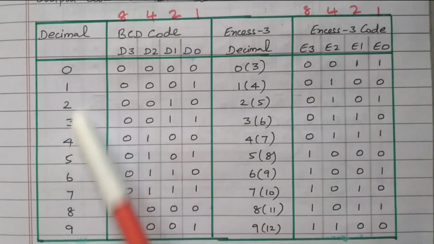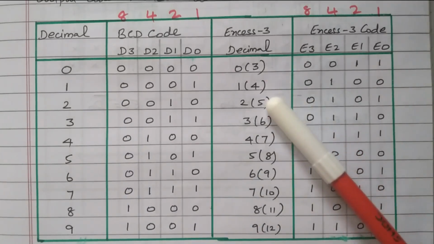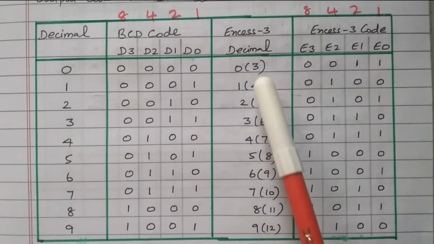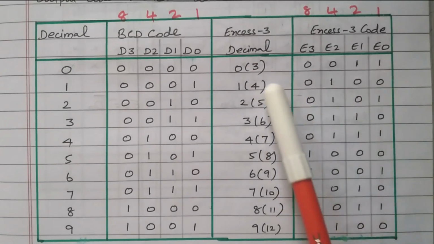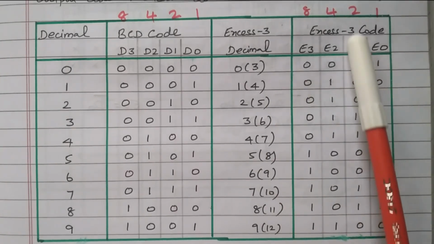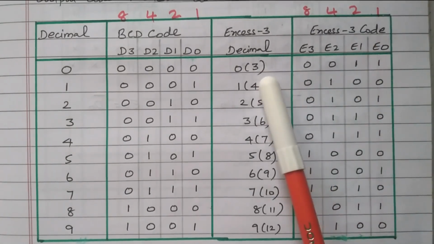Right here, from 0 to 9 is there. While adding 3, it becomes 3, 4, 5, up to 12 is available. Now, the number available in the bracket is the excess 3 in decimal. That number should be represented in the binary code, BCD code, right? So the 3 means 0, 0, 1, 1. That is, this 1 is 2, this one is 1. So 2 plus 1, 3.